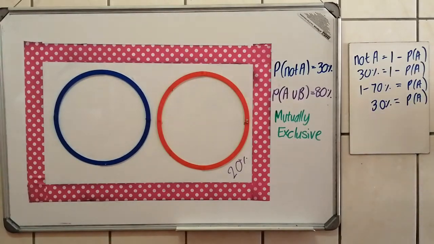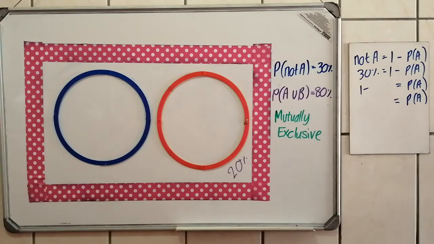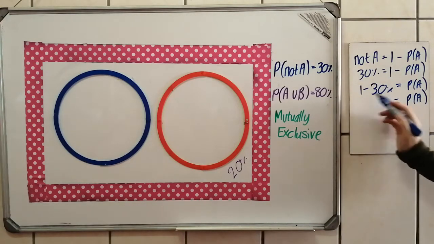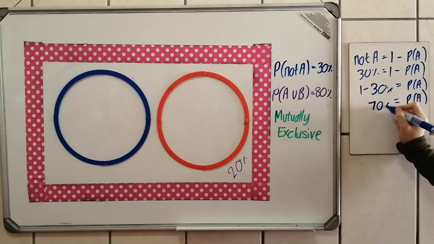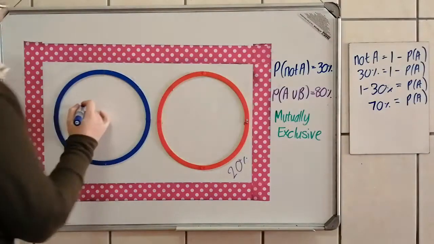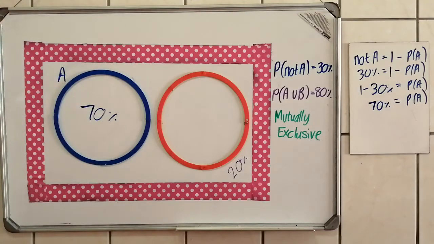Whoopsie, I've made a mistake. I'm thinking ahead of myself. Rearranging the equation should be 1 minus 30%, not 70%. So therefore my answer is 100% minus 30%, and that's where my 70% is. So the probability of A is 70%, and because they're mutually exclusive, there's no intersection, that 70% belongs solely to A. So A is 70%.